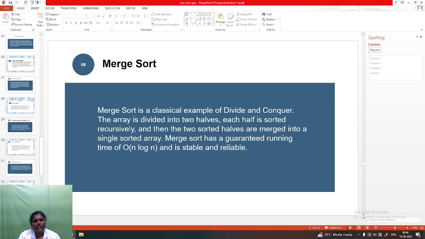Next one is merge sort. Merge sort is a classical example of divide and conquer. The array is divided into halves, each half is sorted recursively, and then the two sorted halves are merged into a single sorted array. Merge sort has a running time of O(n log n) and is stable and reliable.